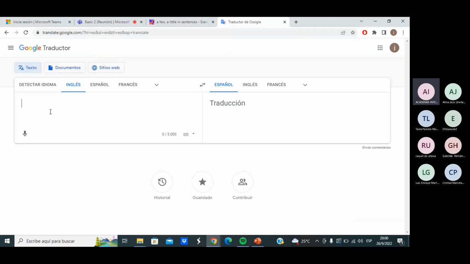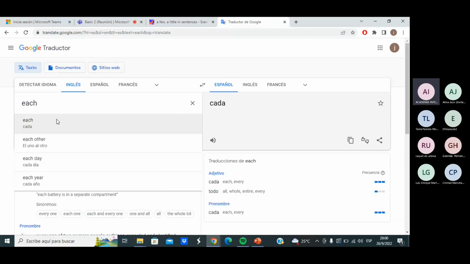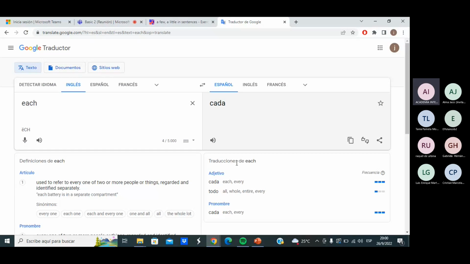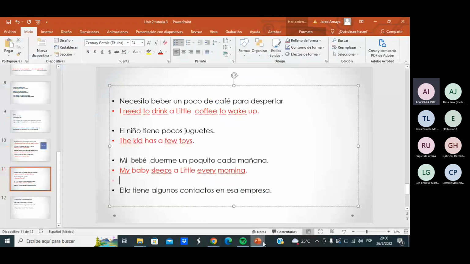Significa como cada, each, cada. Pero en sí, hay sinónimos también. Every, acá está every también, que también significa eso, cada o todos. They are synonyms, right? And it's correct if we use every. Even it is more used, es más usada every en este tipo de oraciones así.